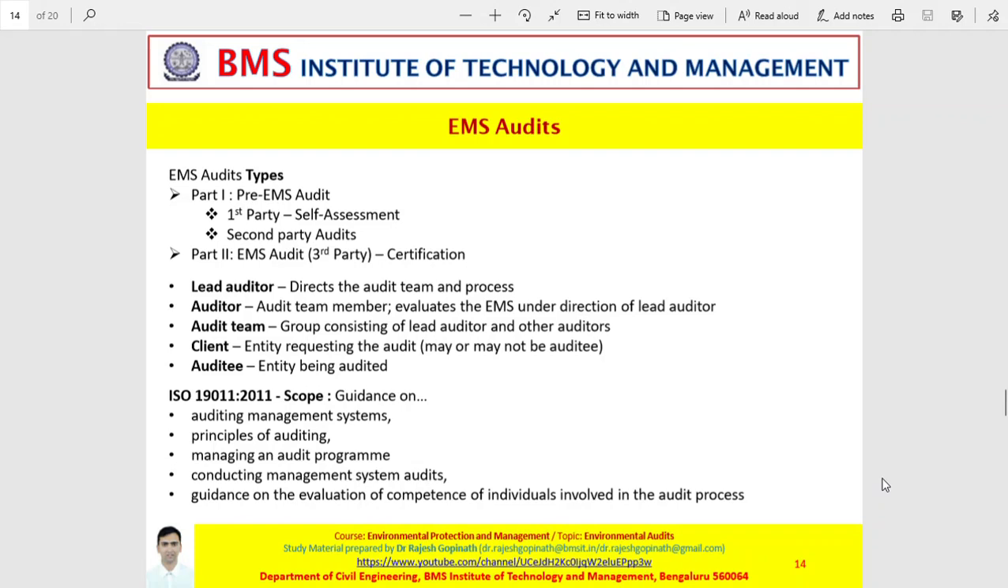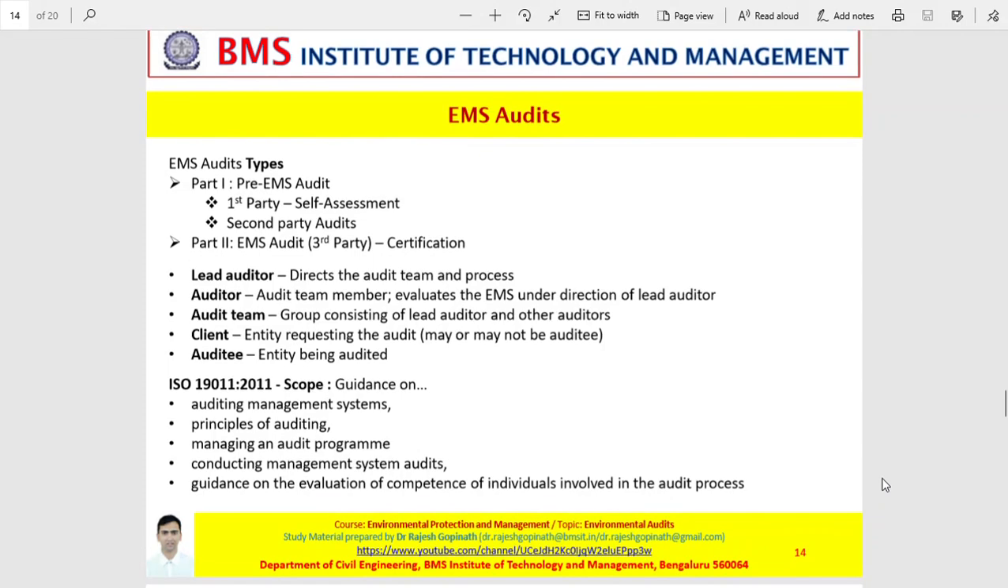Please note that ISO 19011 is that document which provides information, guidelines and scope with respect to EMS audits. If you open the ISO 19011 document, you will find information on auditing management systems, the various principles of auditing, how to manage your audit program, and how to go about carrying out a management system audit. All the guidelines with respect to conduction and evaluation are provided in this document.